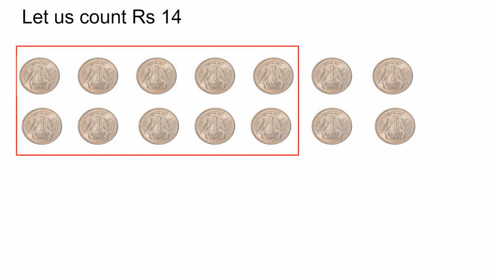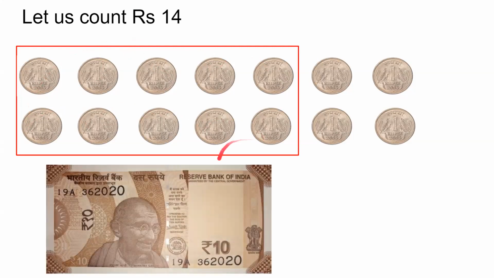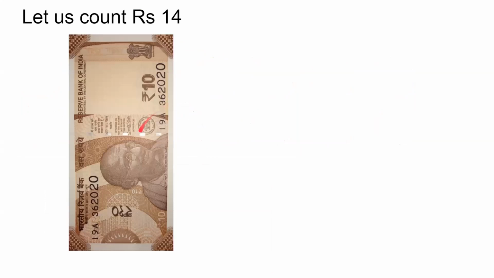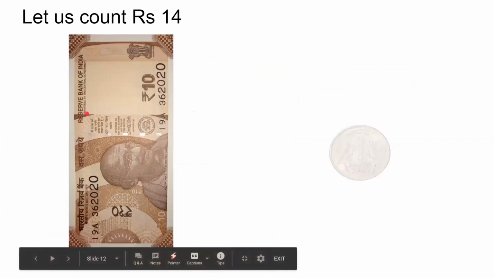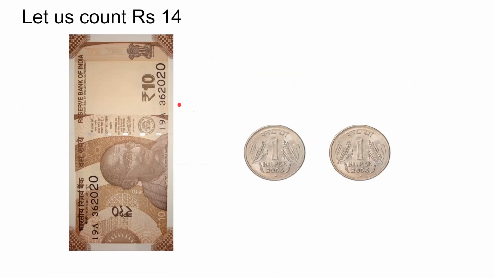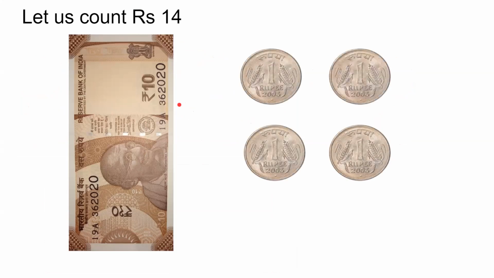So what can I do? I can take these 10 coins of rupees 1: 1, 2, 3, 4, 5, 6, 7, 8, 9, 10. 10 coins of rupees 1 and use a 10 rupees note instead of this. So, what will I have? I will have a 10 rupee note and I will have 1, 2, 3, 4 coins of rupee 1.